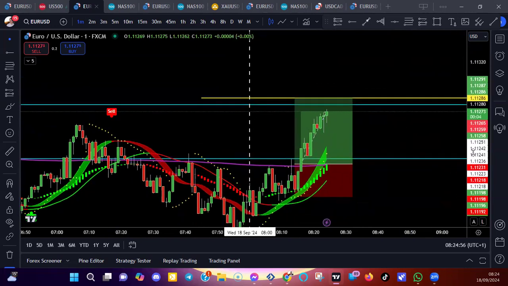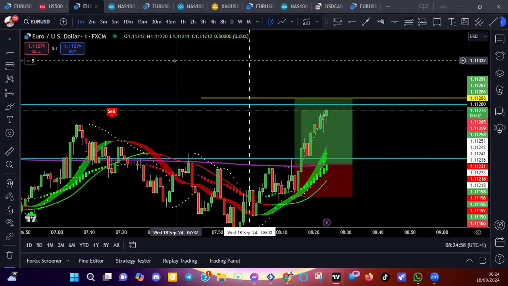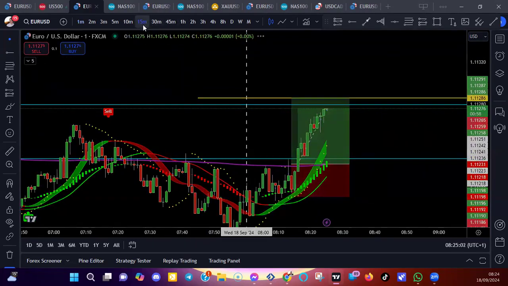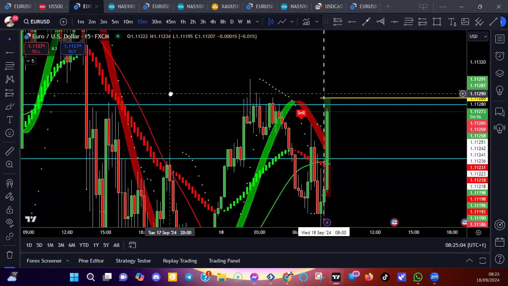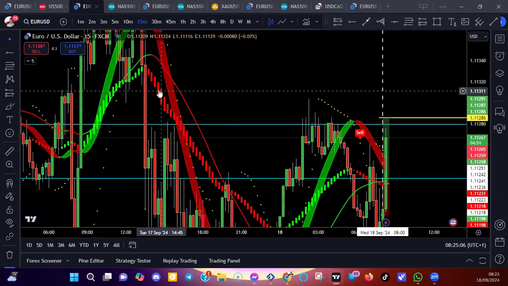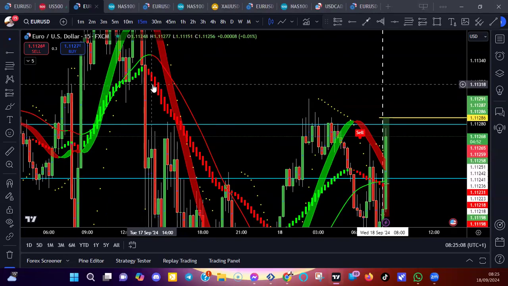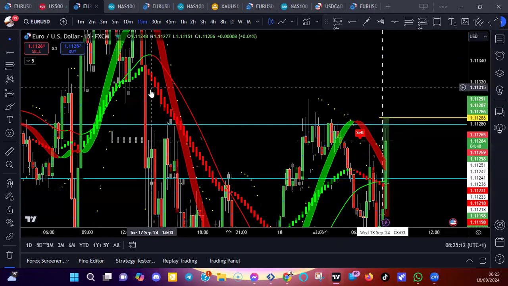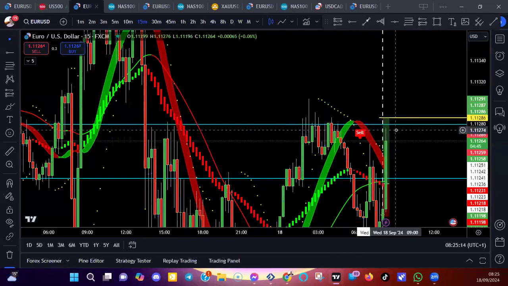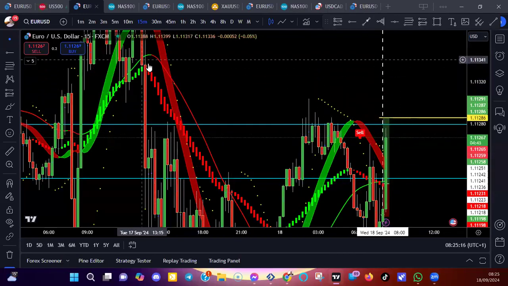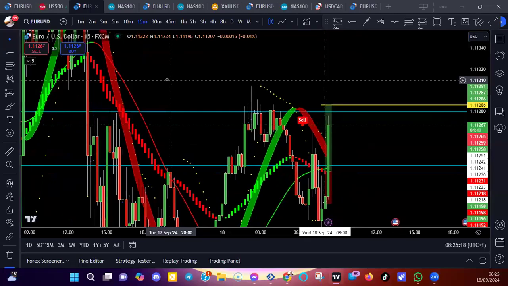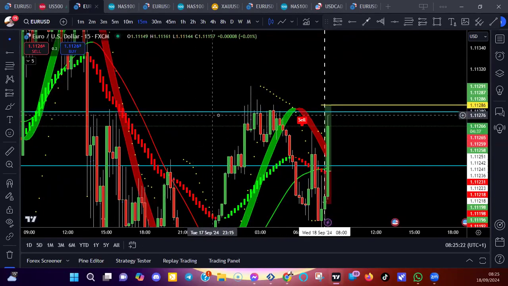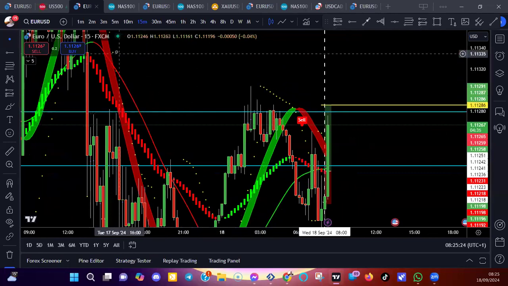But if they have decided to have a better directional bias, let's look on the 15-minute time frame. We have 15-minute imbalance up here. Could they be going up to get that one, which is good news for this particular trade? Or are they going to respect this area here?